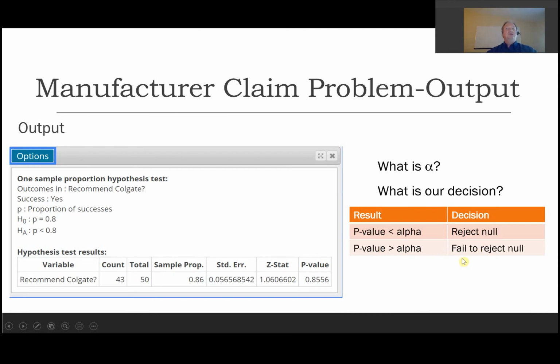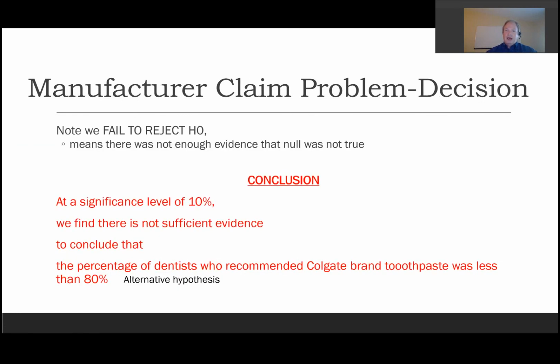Now, when you get a p-value for a one-tailed test above 80%, you have to think about why. We're going to talk about this. So how do we say this in words? We failed to reject the null. There was some evidence, but not enough, okay? So we say at a significance level of 10%, same wording as last time, we just changed the value of alpha. We find there is not sufficient evidence to conclude that the percentage of dentists who recommended Colgate brand toothpaste was less than 80%.